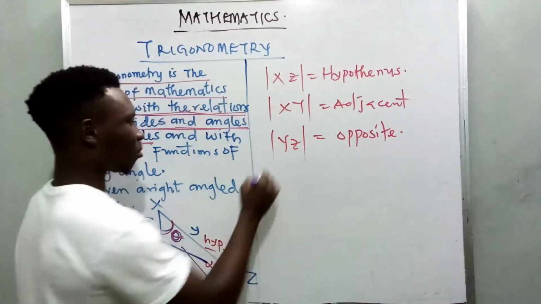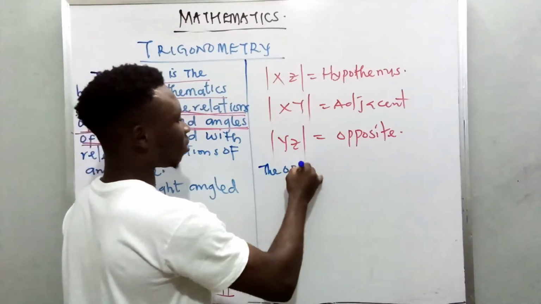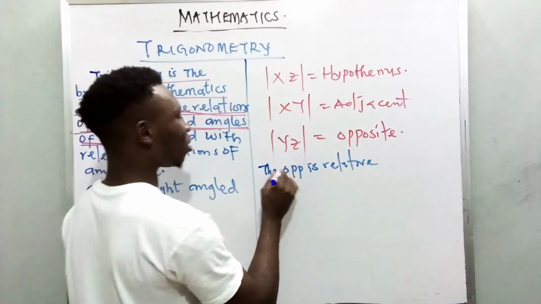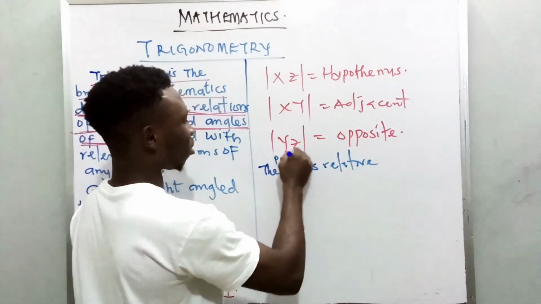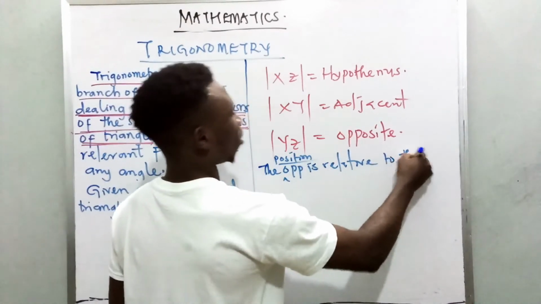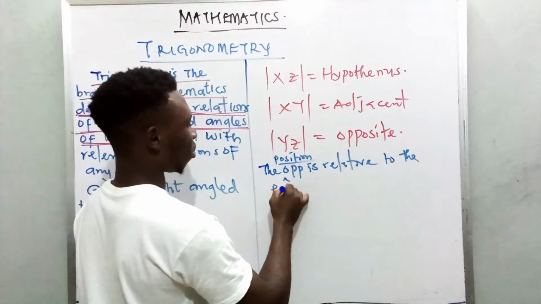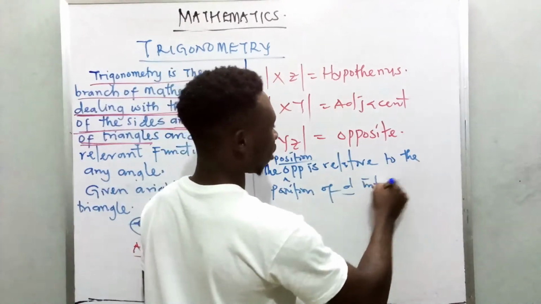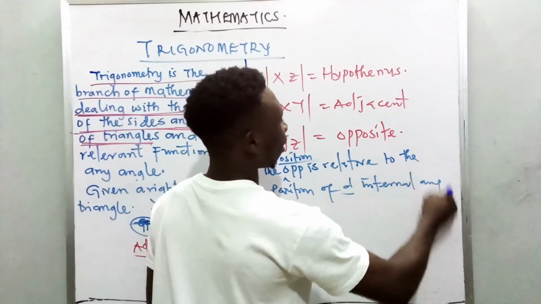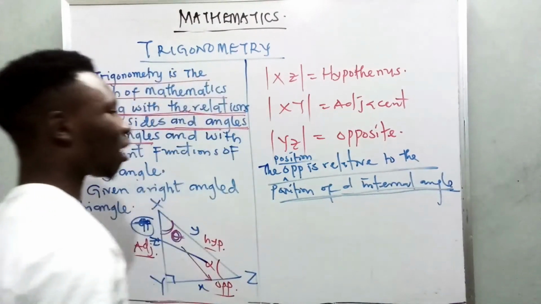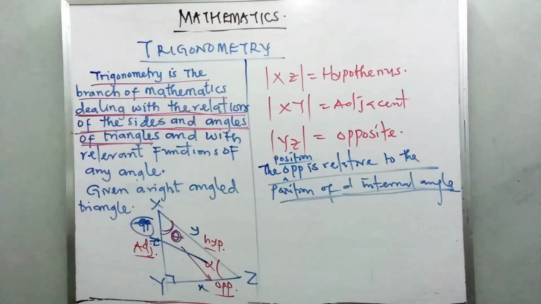The positioning of the opposite is relative to the position of the internal angle. So where your internal angle is facing, that particular place becomes your opposite.